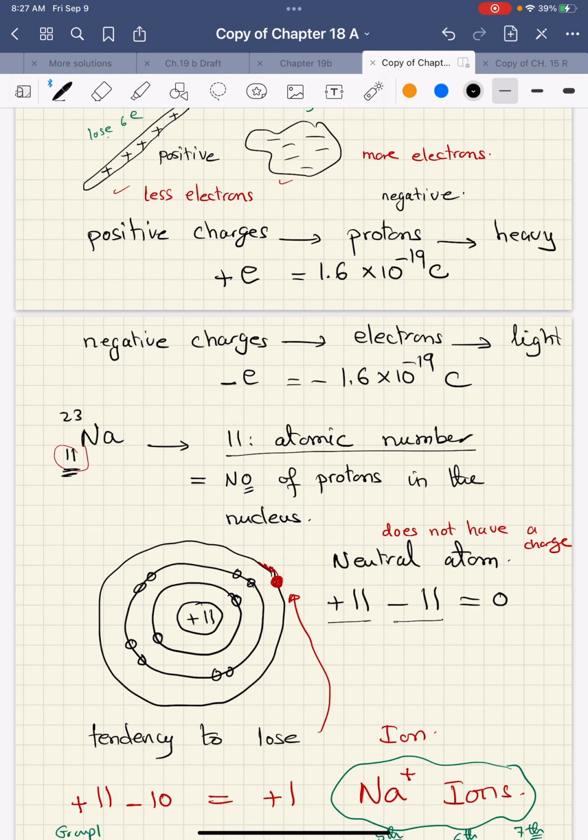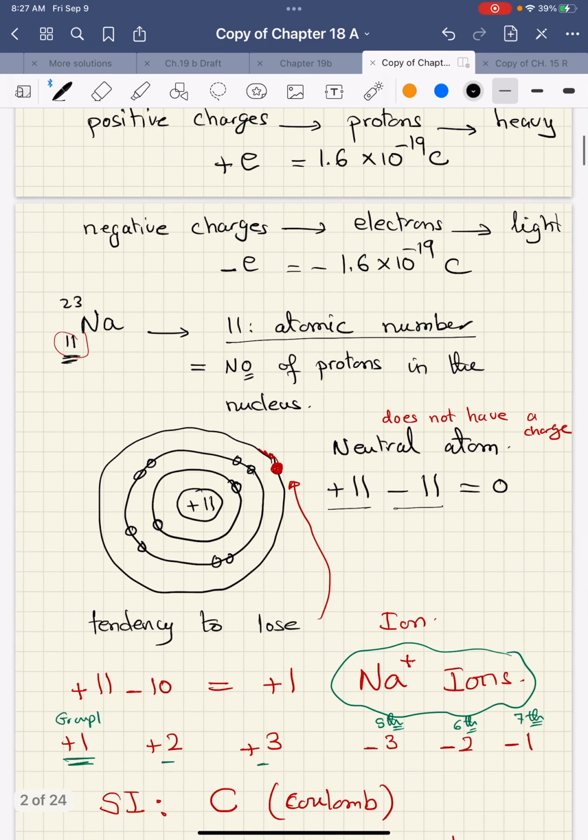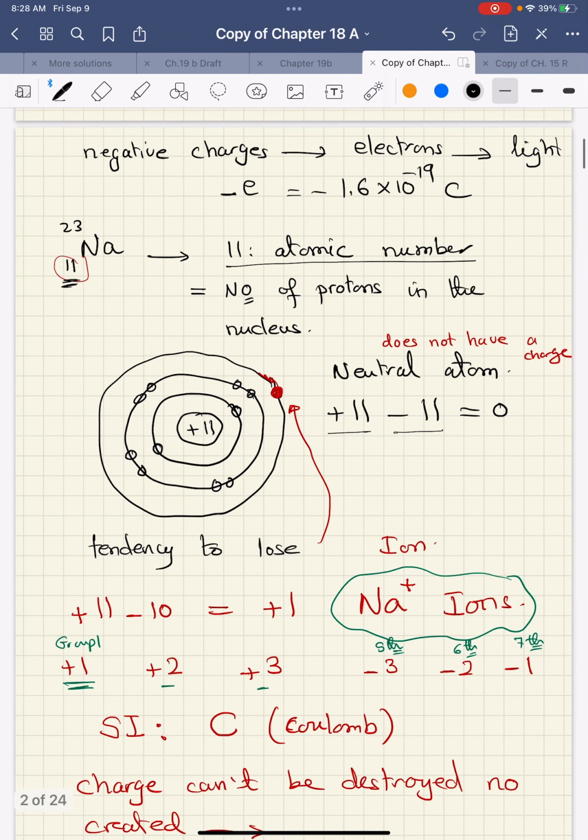Plus 11 minus 11 is 0. But this atom has the tendency to lose electrons, and therefore it will lose that one which is by itself, and it is going to show as plus 11 minus 10, which is plus 1. That one we call an ion, and we call it the Na plus ion.